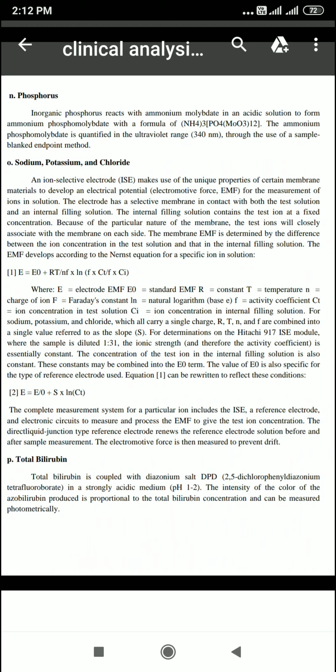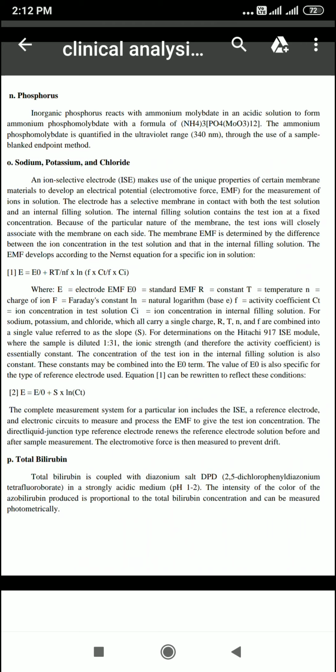and Ci is the ion concentration in the internal filling solution. For sodium, potassium and chloride, which all carry a single charge, R, T, n and F are combined into a single value referred to as the slope S. For determination on the Hitachi 917 ISE module, where the sample is diluted 1:31, the ionic strength and therefore the activity coefficient is essentially constant. The concentration of the test ion in the internal filling solution is also constant.